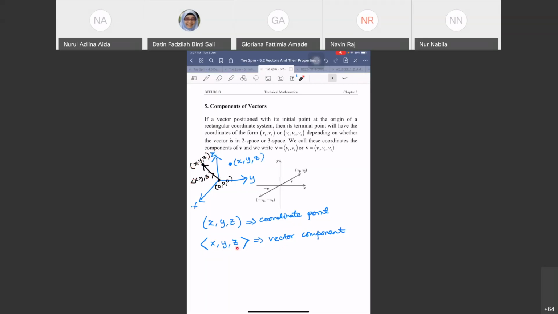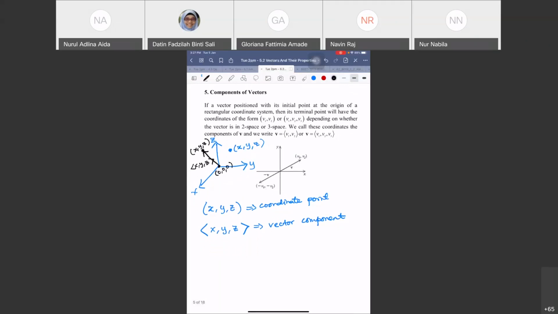But just coming back to vector components, this is what we call vector component, which is similar to the concept of a coordinate point in three-dimensional space. So this is one way to write a vector component. There is another way of writing a vector component, using a unit vector in the direction of positive x-axis, positive y-axis, and positive z-axis.